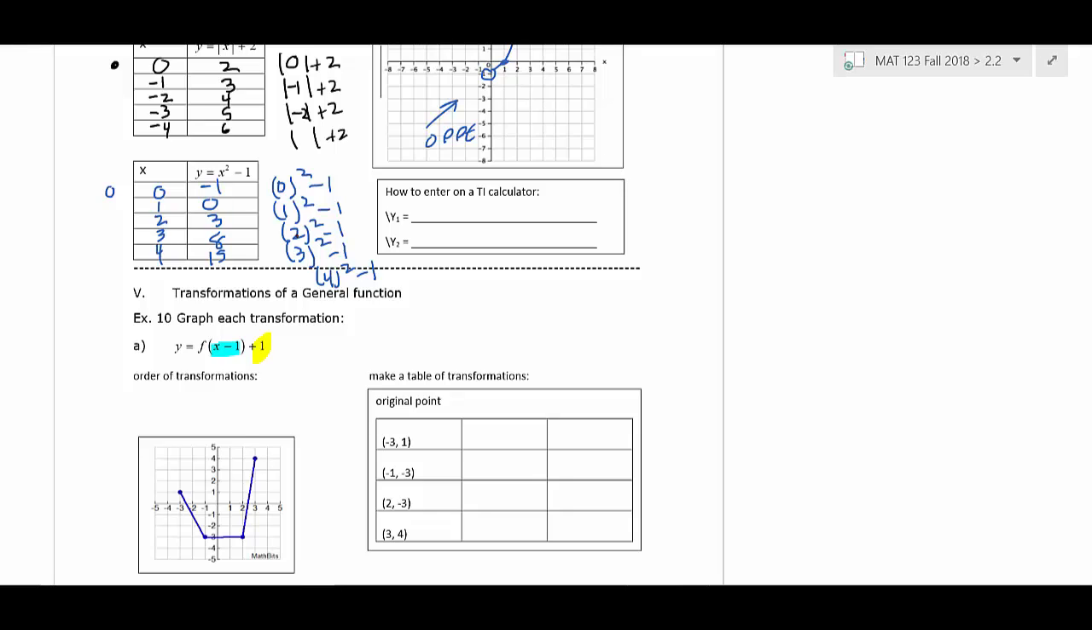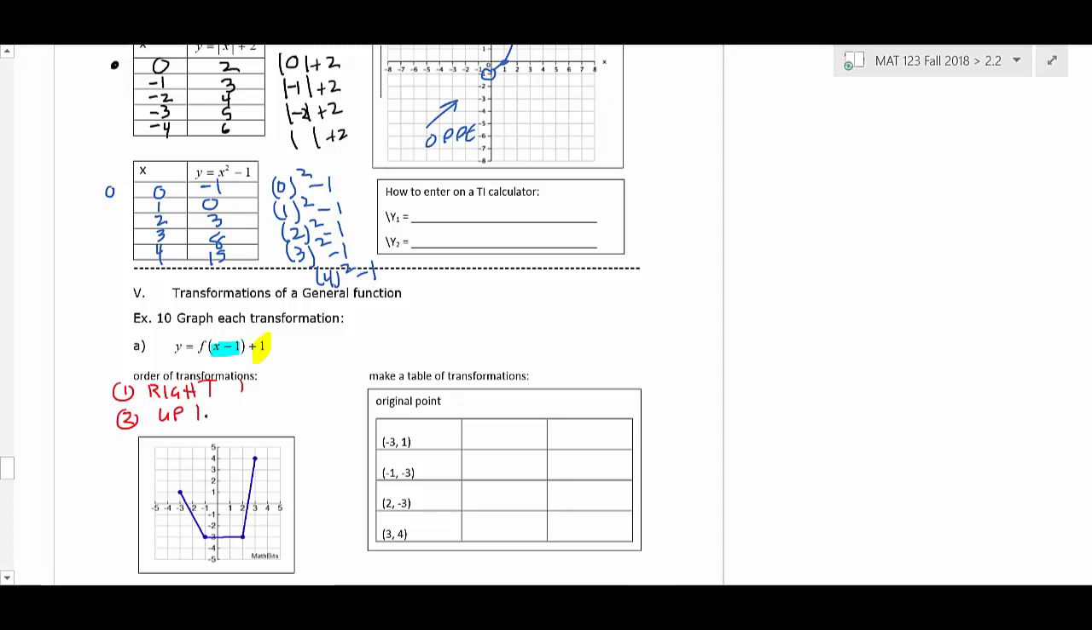It goes to the right one, okay? So you got to know that. You got to study the transformations. So the first thing you're going to do is move all of these points to the right one, okay? All right, what does the plus 1 do? That's outside the function. Adding, what does that do? Everything goes up. Okay, good. So the second thing you're going to do is go up 1 like that.